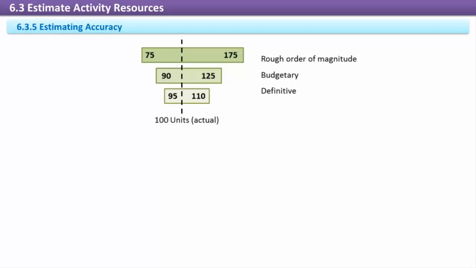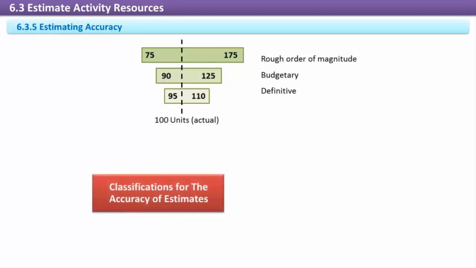So that other people don't reach the wrong conclusions, whenever estimates are provided we need to clearly identify and document how the estimates were derived, how probable they are, and what their accuracy range is. There are three general classifications for the accuracy of estimates.